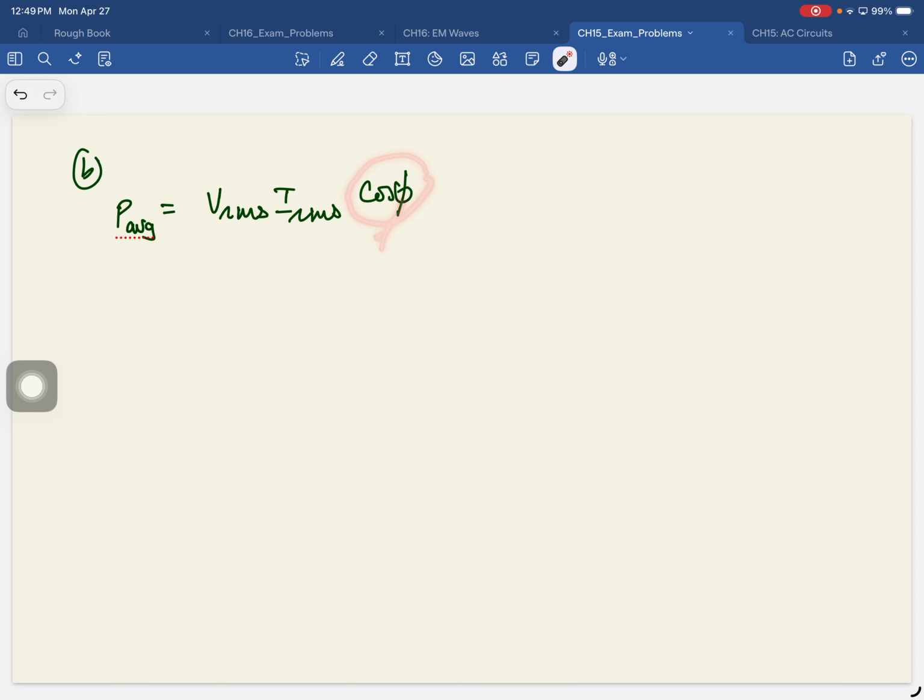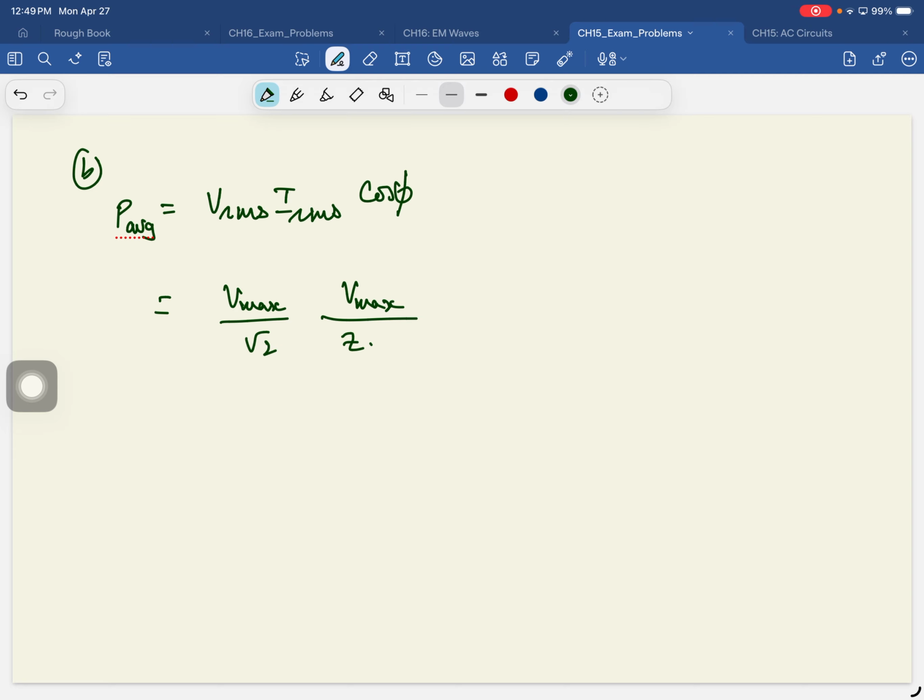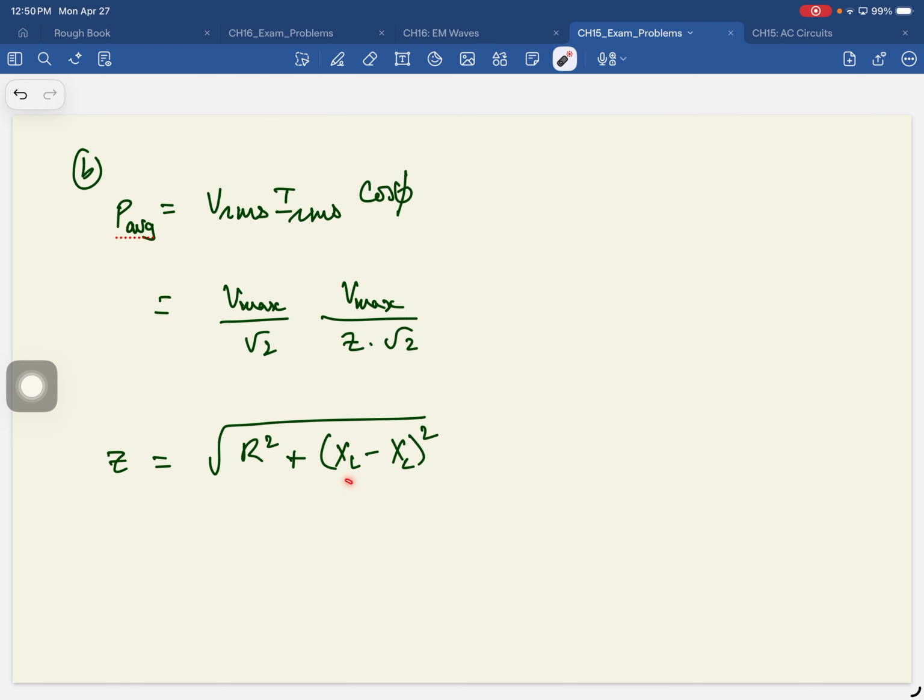And VRMS is Vmax over root 2, and IRMS is Vmax over Z times root 2. Vmax divided by Z is Imax, and Imax divided by root 2 is IRMS. Z in our case is just the square root of R squared plus (XL minus XC) squared. And at resonance, this is 0, so Z is equal to R.